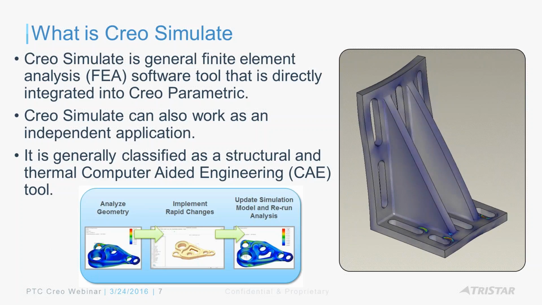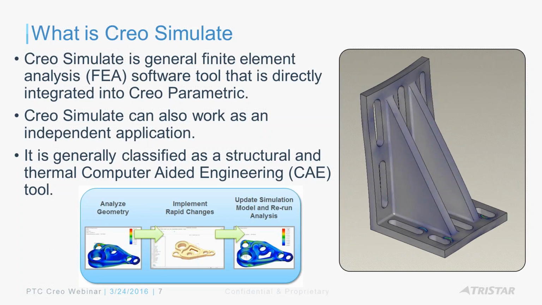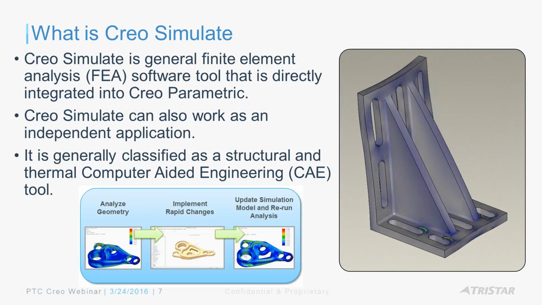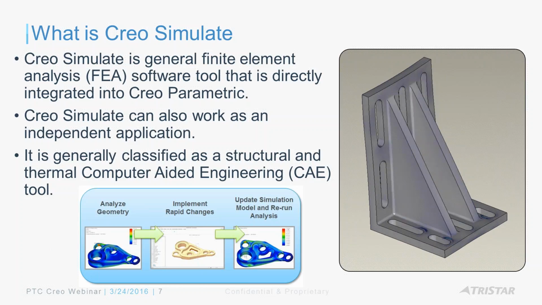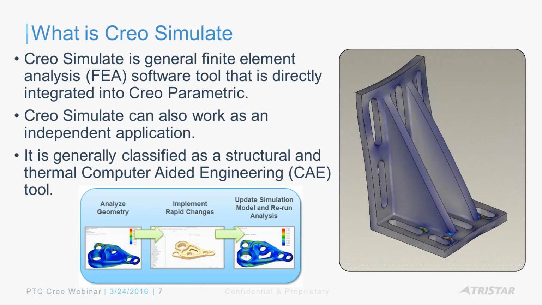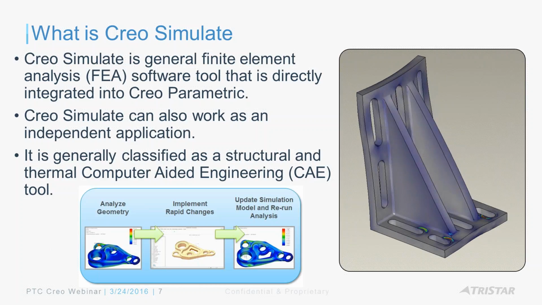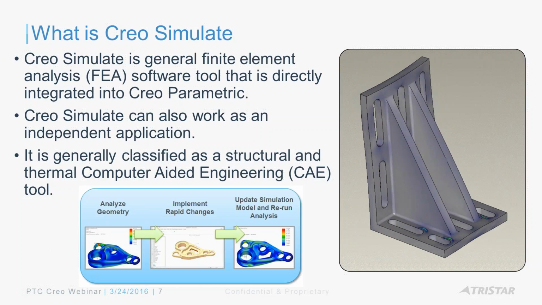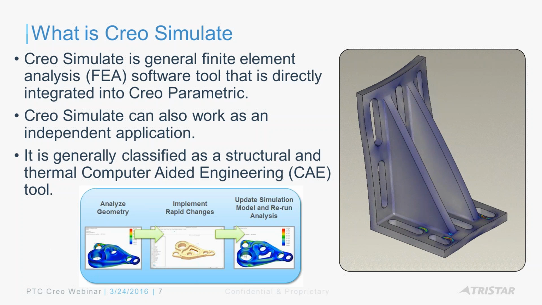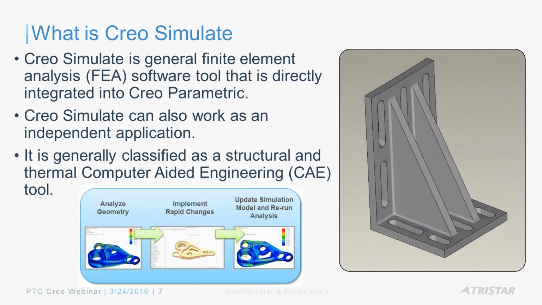Or you may have analysis groups that just do analysis, or you may be using a different CAD system other than Creo Parametric. You could just use Creo Simulate and bring non-CAD, non-Creo data into Creo Simulate, including neutral files like STEP and IGES files, and if it's a solid model, then you can run the analysis on that.